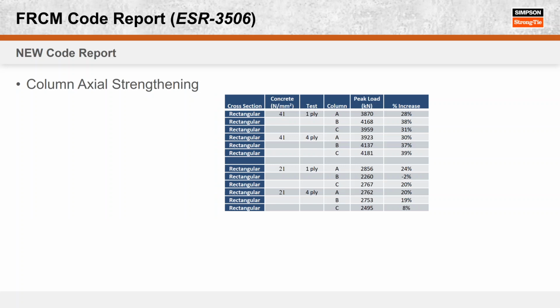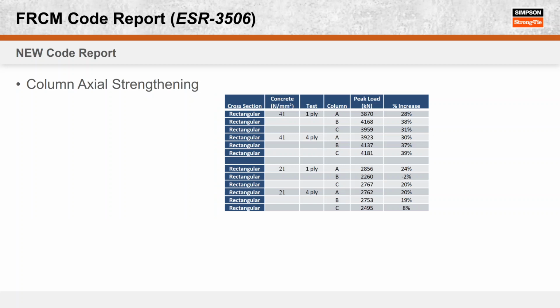So you'll see how the strength increases are much different than the round. Round is a much stronger section. Rectangular is not. We did the long face of the column, and it definitely doesn't work as well. So you get lower strength increases, and actually had one that was less strong.